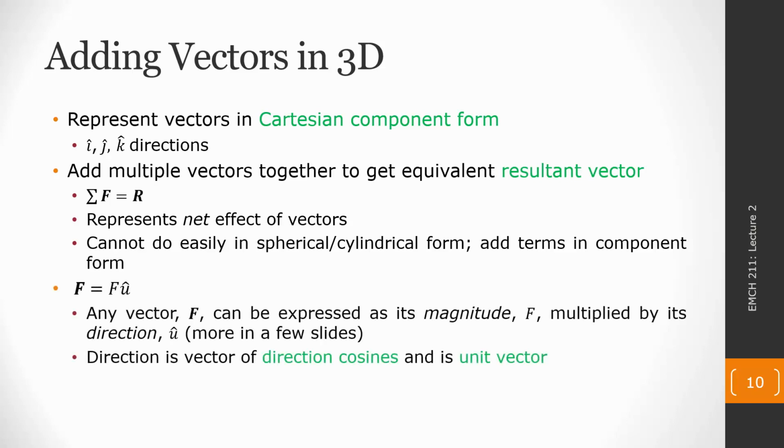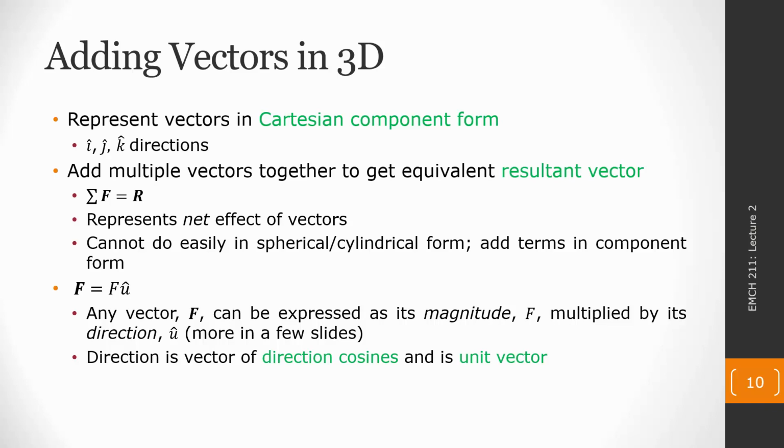What we're going to see in subsequent slides is that any vector F represented here is equal to some magnitude times a direction. And we can represent that magnitude by scalar F times this u hat, which I'll address in a couple of slides here. So it's going to be the magnitude of the vector times its direction, its unit vector. That's what u hat is representing. And this direction of the vector is the collection of its direction cosines, it's often referred to. And this u hat is a unit vector, being a vector that has a magnitude of 1.